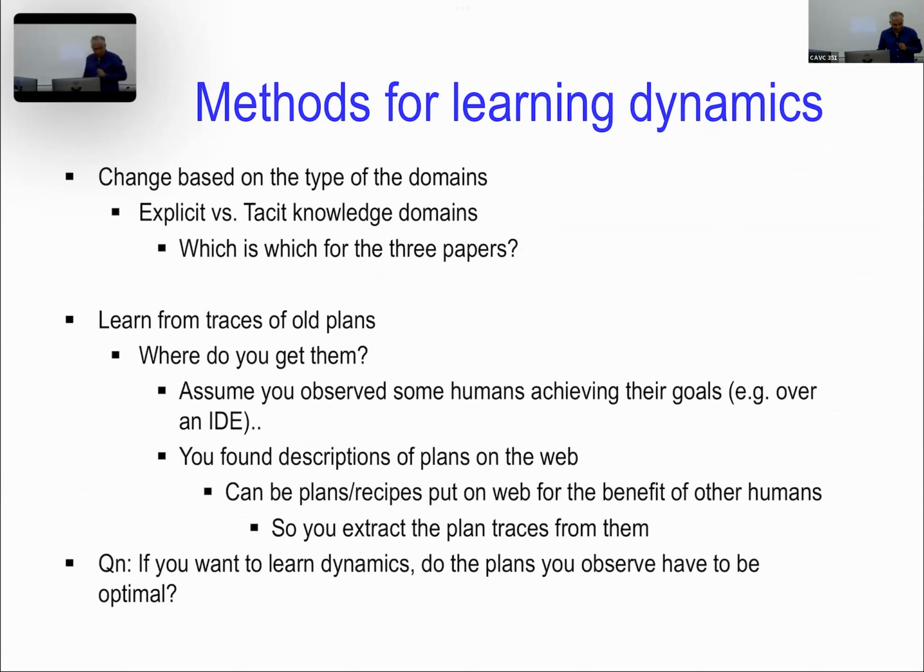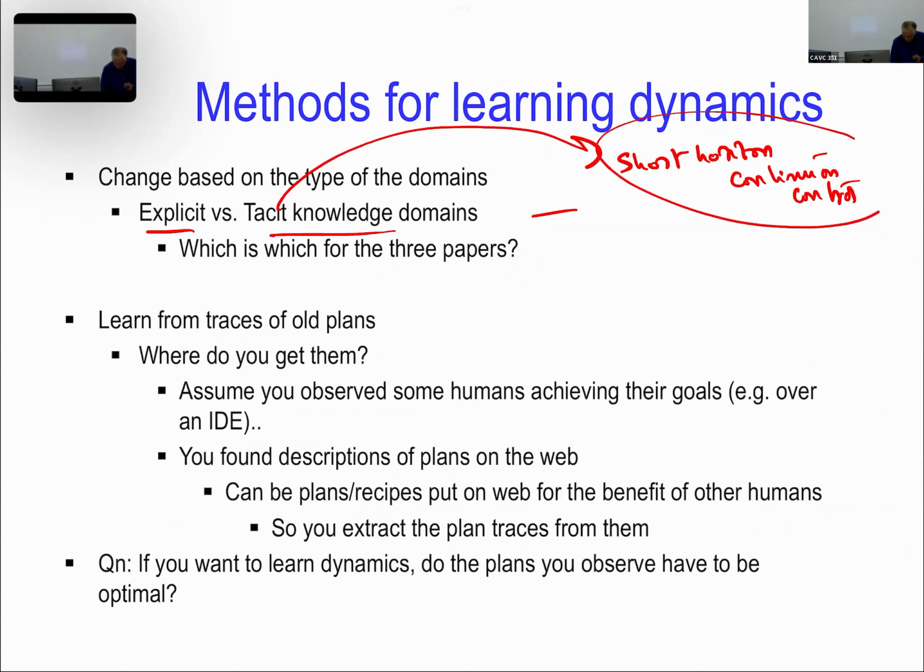In particular, one of the biggest issues winds up being explicit versus tacit knowledge domains. Short horizon, continuous control problems typically tend to be tacit. The reason Dennis doesn't think he's planning how to walk is because it's happening subconsciously. And when he's about to fall, it becomes conscious. He becomes conscious of the fact that he's about to fall or that somebody came in front. So you don't actually make a conscious plan.